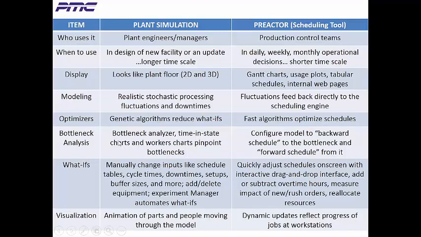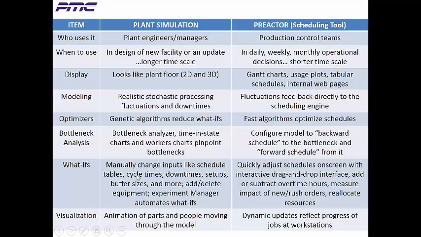With plant simulation, you analyze and identify bottlenecks using time and state charts and workers charts. That will help you pinpoint bottlenecks in your process. Once those bottlenecks are known, then Preactor, as one of its algorithms and one of its optimization methods, is to configure a model that backward schedules production flow to the model deck and forward schedules from it. So here in plant simulation, we identify the bottleneck, and then knowing that, we alter our operations accordingly.